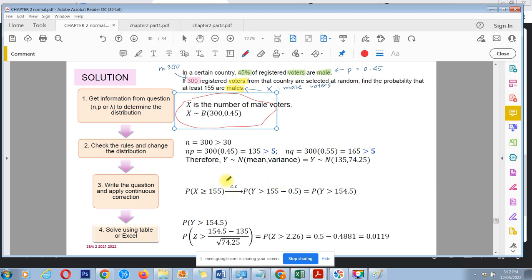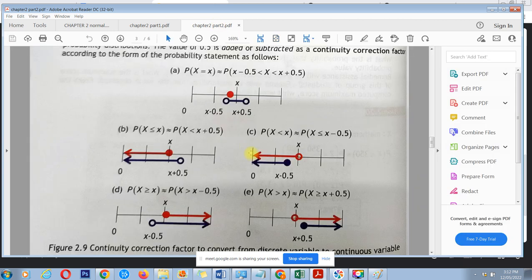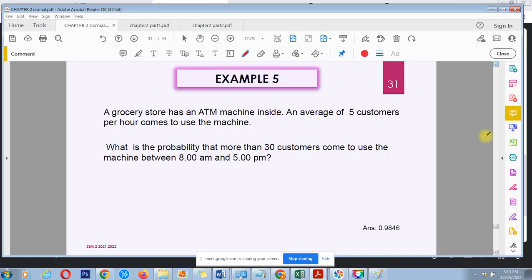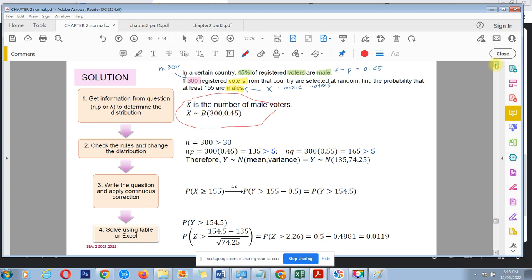So first of all, make a correction. Apply continuity correction here. So P greater and equal to 155. So this condition, okay? So x minus 0.5, we will get 154.5. And then we need to find from 154.5. So we normalize first, we normalize using the formula.